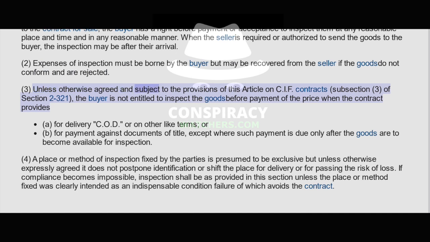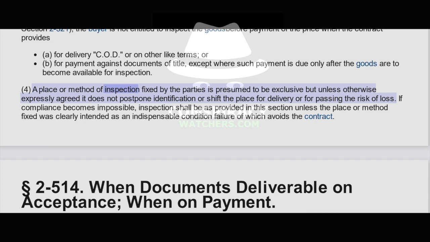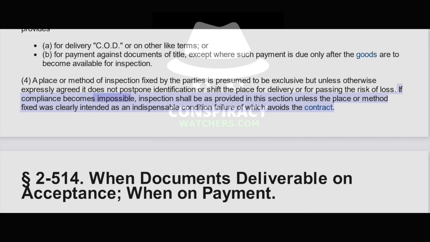Unless otherwise agreed and subject to the provisions of this article on CIF contracts, the buyer is not entitled to inspect the goods before payment of the price when the contract provides for delivery COD, or on other like terms, or for payment against documents of title, except where such payment is due only after the goods are to become available for inspection. A place or method of inspection fixed by the parties is presumed to be exclusive, but unless otherwise expressly agreed, it does not postpone identification or shift the place for delivery or for passing the risk of loss. If compliance becomes impossible, inspection shall be as provided in this section unless the place or method fixed was clearly intended as an indispensable condition, failure of which avoids the contract.